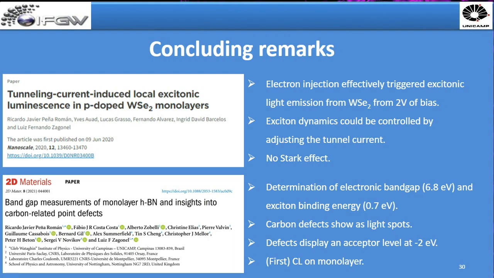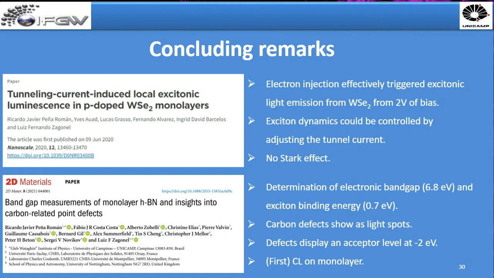And in the case of hexagonal boron nitride, we could determine the electronic band gap on the defect-free sample. And associating that with the excitonic emission, we could determine the exciton binding energy, which is a very important property of this material, and which explains a little bit of why it has such a high optical emission, even at room temperature. And we could also see the first data on these defects, which are very, very interesting because they can act as a source of single photons.